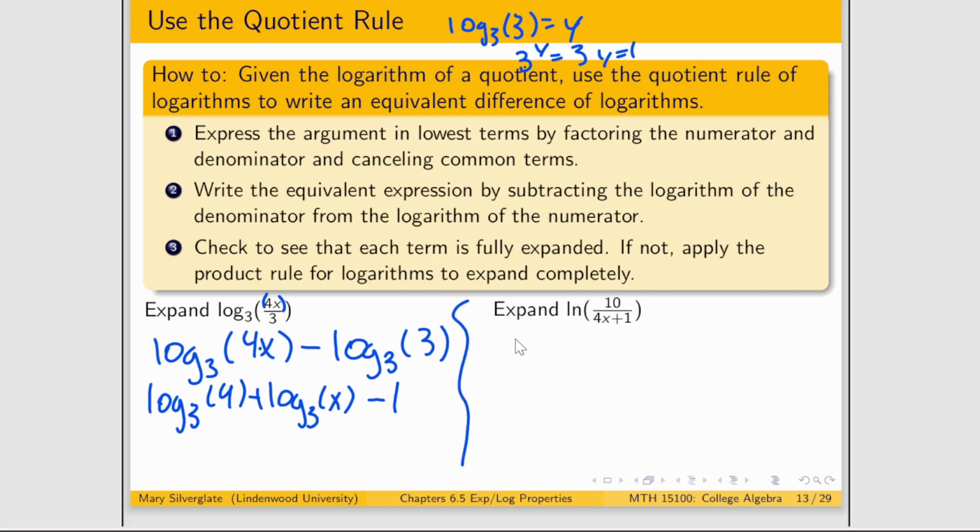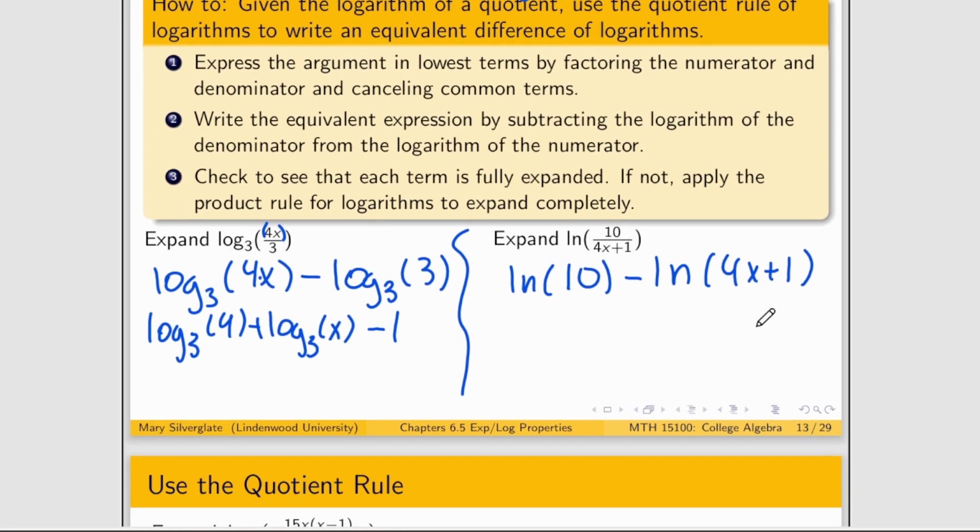Go ahead and break up this next one yourself and then restart the video whenever you're done. So this division becomes subtraction, so we have the natural log of 10 minus the natural log of 4x plus 1. Natural log is secretly base e, so nothing particularly special happens with the natural log of 10. And as tempting as it might be to try to break up 4x plus 1 further, I cannot. Because of this plus 1, this is just considered one big old term, and there's nothing else that can happen with him.